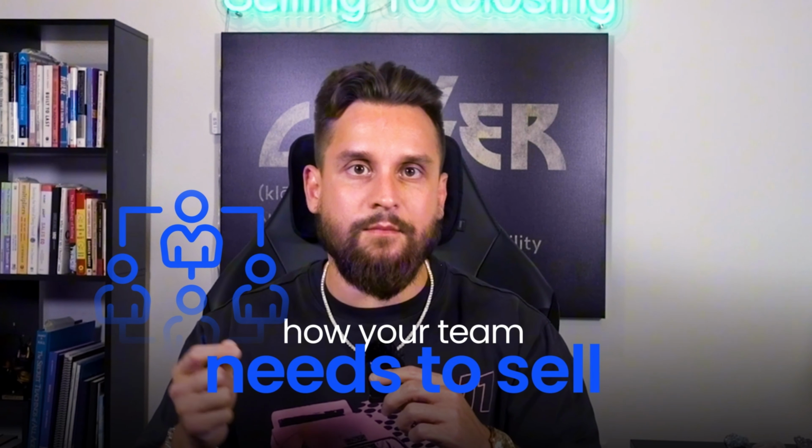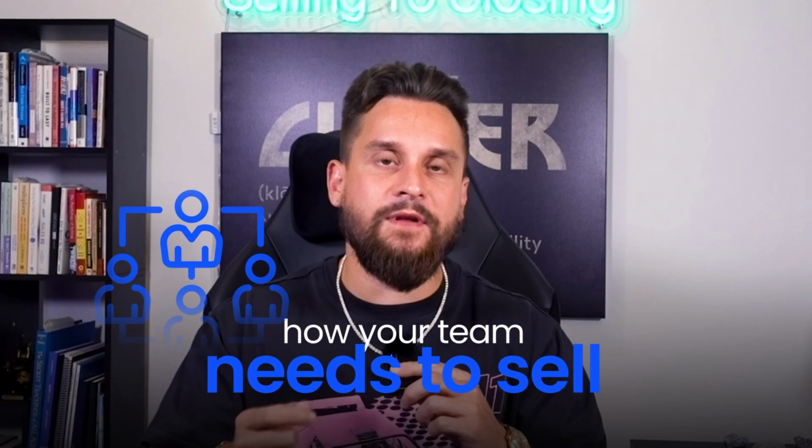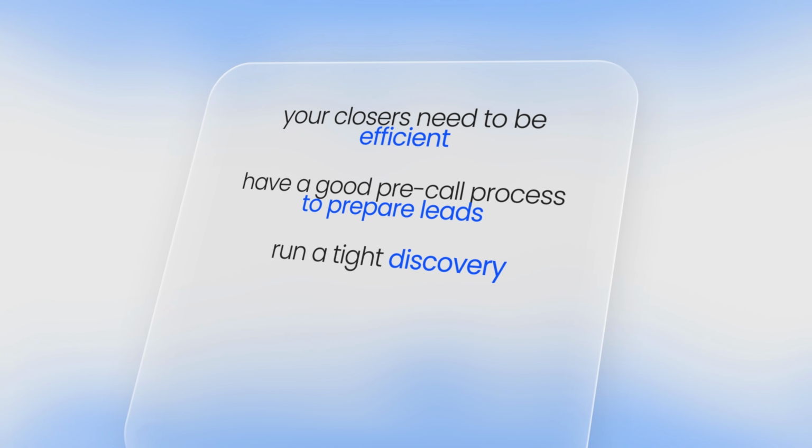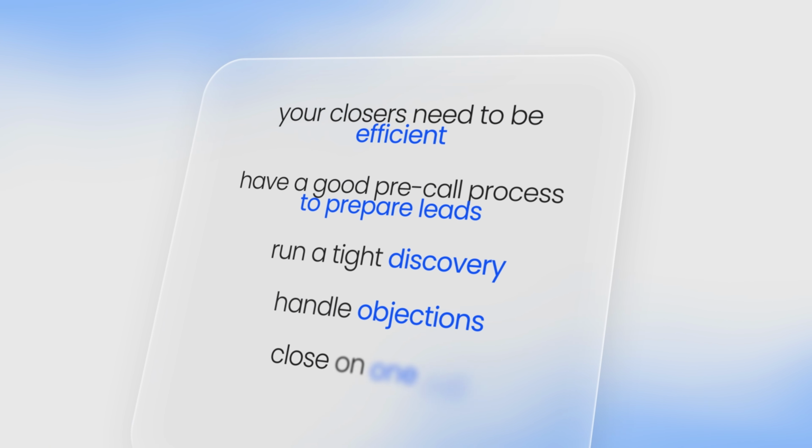The model you run determines how your team needs to sell. If you have an assessment funnel, your closers need to be trained on how to triage the lead based on the promises in the VSL and then transition to the close after. If you run a direct VSL funnel, your closers need to be efficient, have a good pre-call process to prepare leads, run a tight discovery, handle objections, and close on one call.